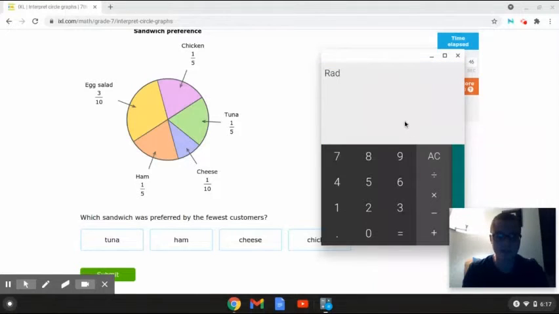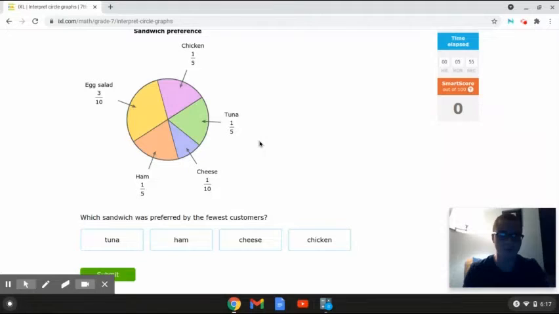And if we take chicken, chicken also has 1/5. So we're going to take 1, divided by 5, and that gives us 0.2. So we have 3 0.2s and 1 0.1. And 0.1 is less than 0.2, so therefore it has to be cheese.